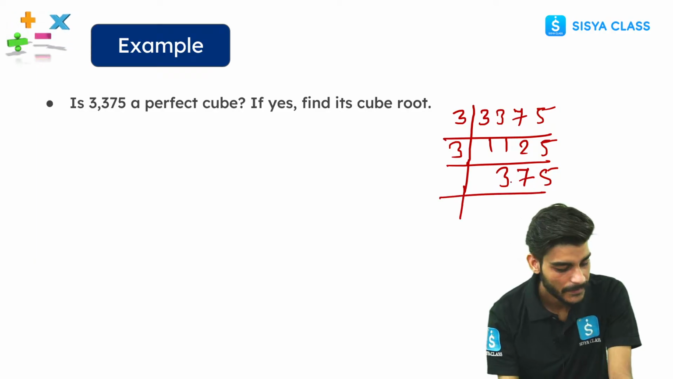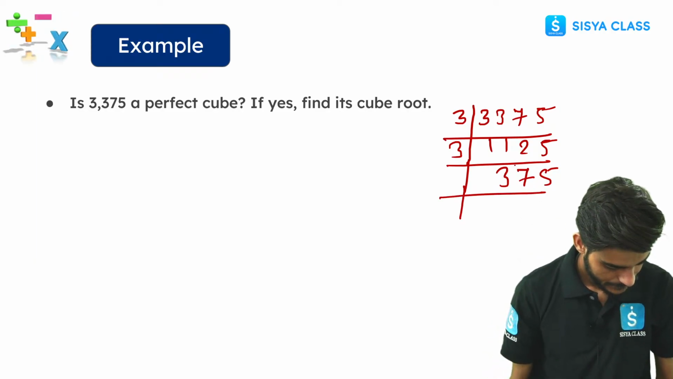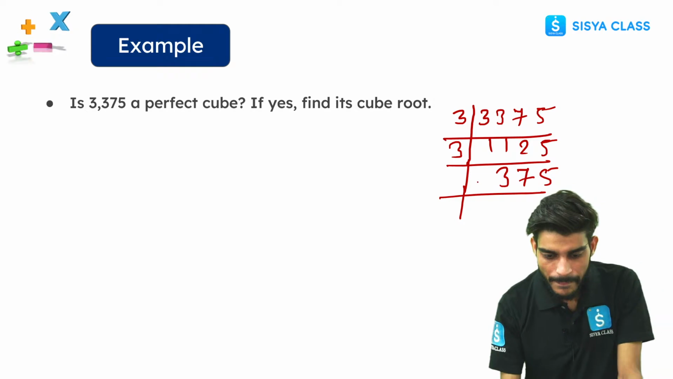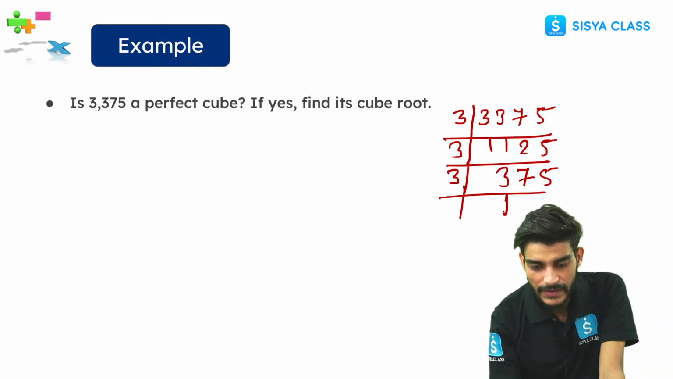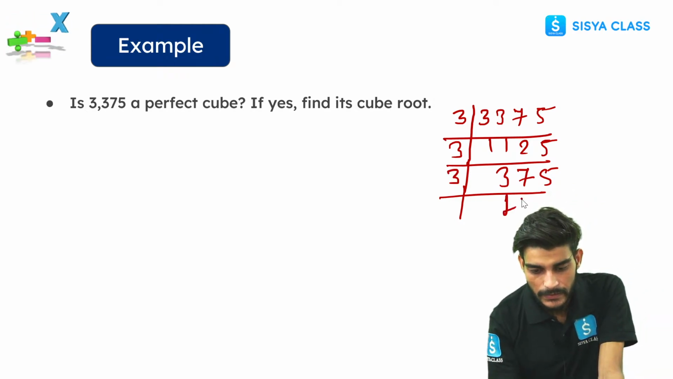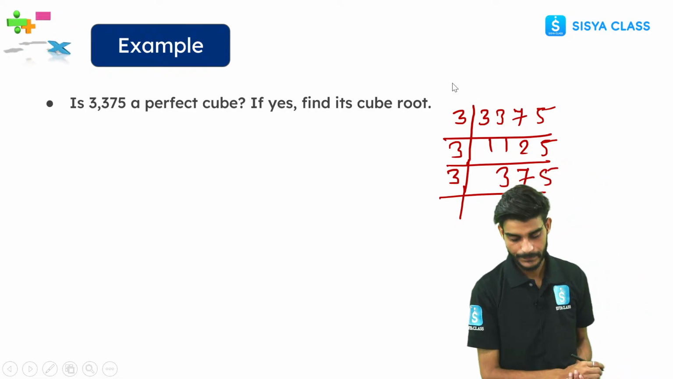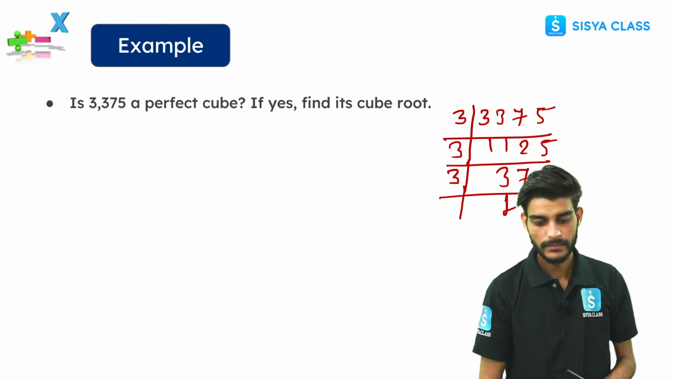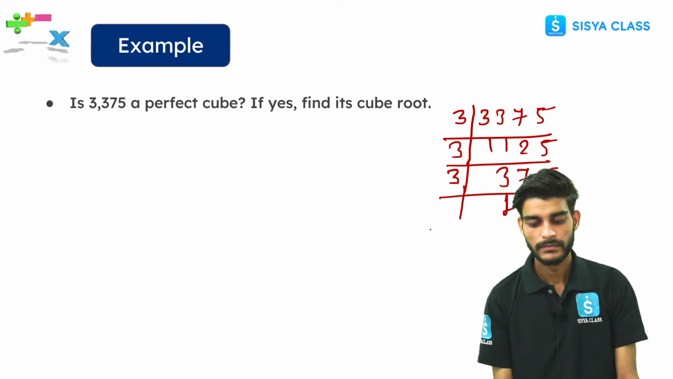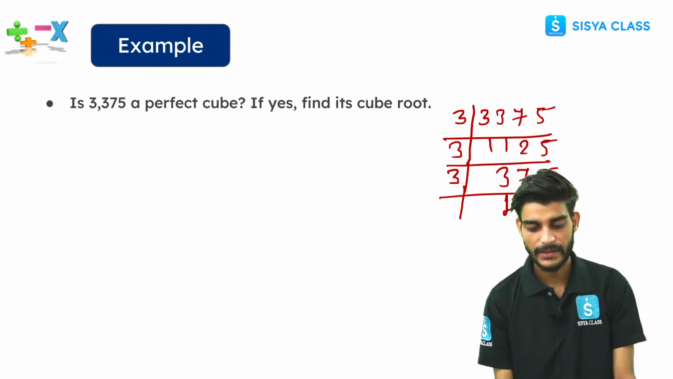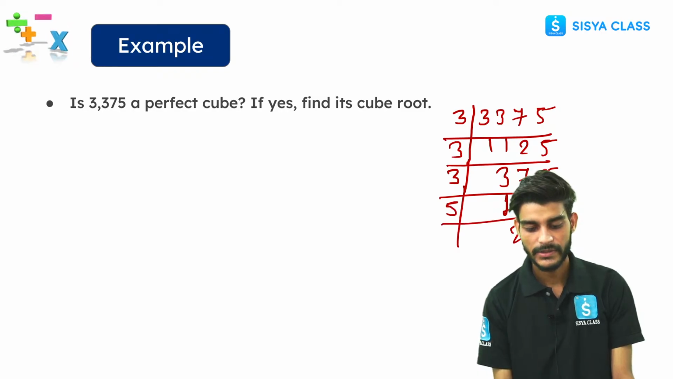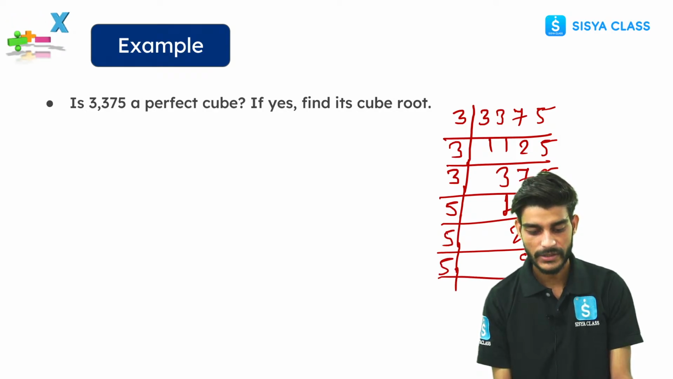Please verify everybody. Is this correct? Now 3 1s are 3. Is it divisible by 3? Check. Is this number divisible by 3? Yes or no? 3 2s are 6, 3 5s are 15. Now with 5, 5 2s are 10, 5 5s are 25. Again with 5, 5 5s are 25. So 5 1s are 5.